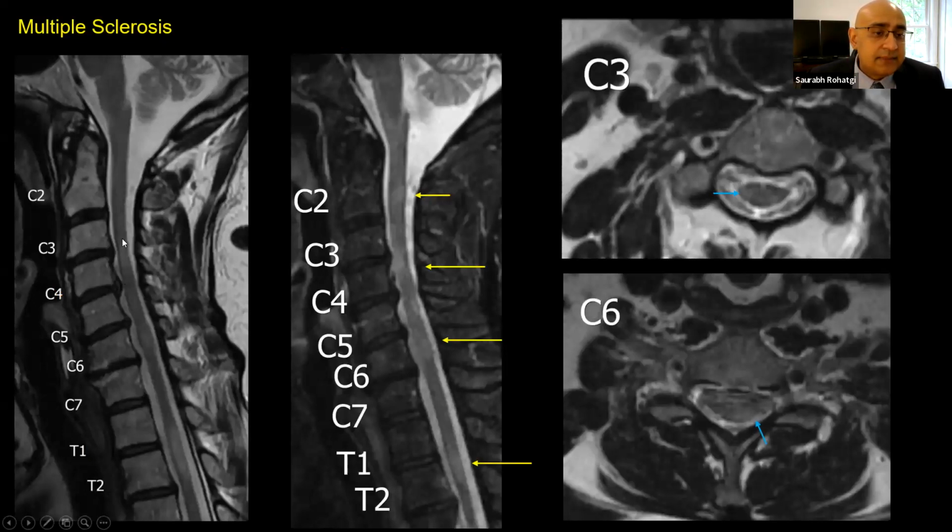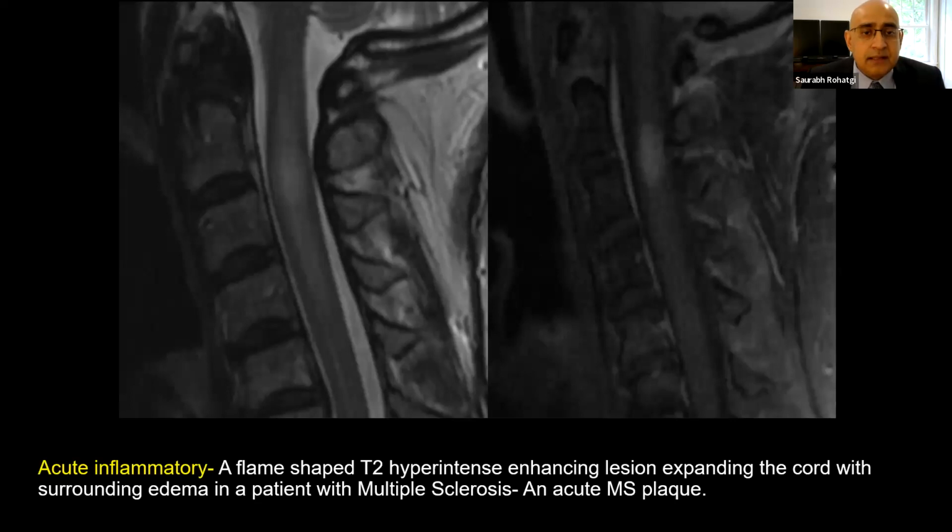As you can see in the cervical spine, there are T2 hyperintense cord signal changes, and this is along the posterolateral margin on the right. This is along the posterior lateral margin on the left side. And you can see that these are short segment lesions. They are not contiguous lesions. So short segment lesions along the posterior and lateral margins, think of multiple sclerosis. This is an example of an acute MS plaque where there was cord signal change with enhancement and expansion of the cord.